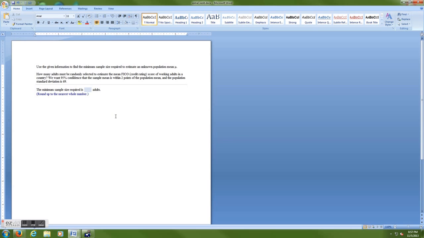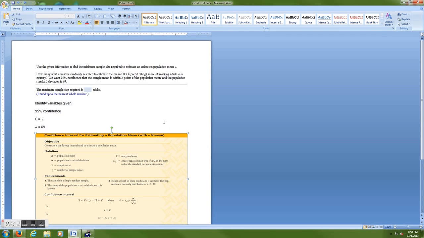From the problem, we can identify several variables. There's a 95% confidence level. The sample mean is within 2 points of the population mean, equating to a margin of error of E equals 2, and the population standard deviation is 69, represented by sigma equals 69. Because the standard deviation is known, we can use the following reference.